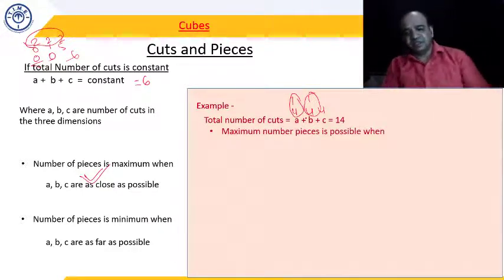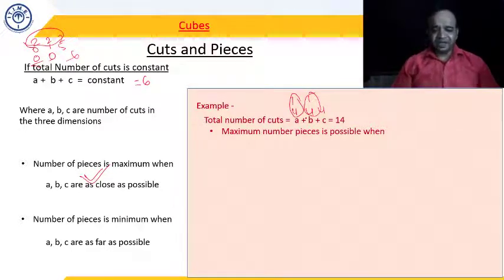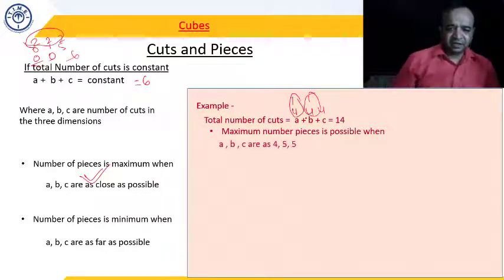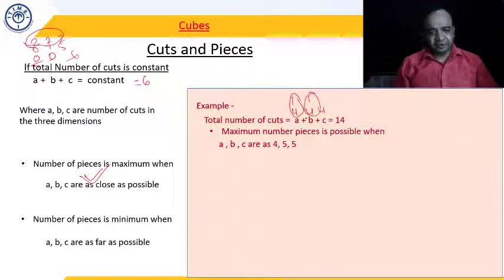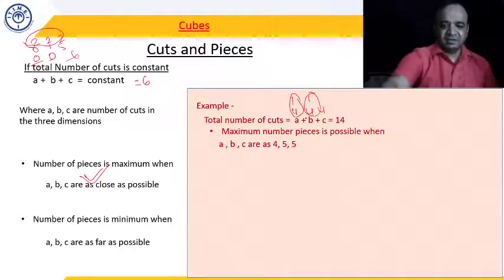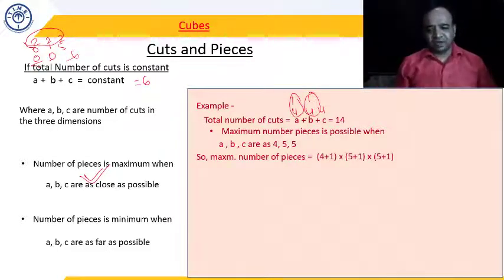So the maximum number of pieces is possible when these numbers are very close to one another, and in that case the distribution of A, B, C will be like 4, 5, and 5. I hope this is clear. And in that case, the number of pieces obtained will be 4 plus 1 into 5 plus 1 into 5 plus 1. That gives us 5 into 6 into 6, and that is equal to 180 pieces, the maximum number of pieces. I hope this is clear.